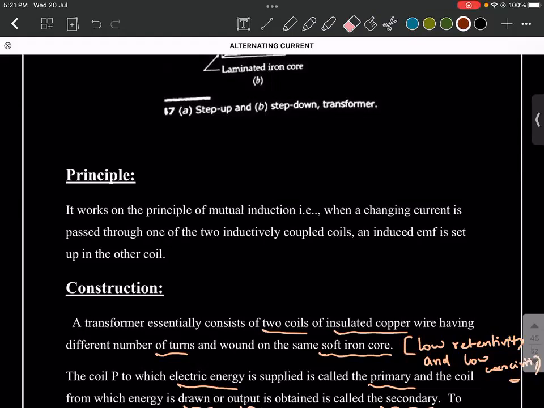What is mutual induction? If there is a change in flux taking place in one of the coils, then there will be an EMF induced in the neighboring coil. So same logic. Wherever the flux is changing is called the primary coil, and the place where the EMF is induced is called the secondary coil. You remember this, right?